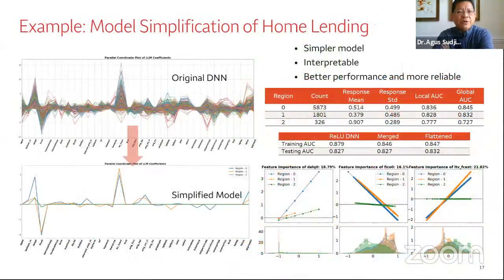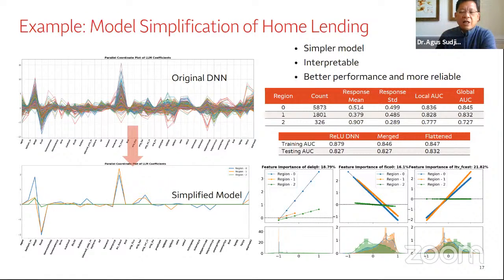I want to put a simple example here on real home lending data. So we took home lending data originated from 2004 to 2014, home loans. We took a sample and we ran it. And I plot the coefficients of the local linear models. At the bottom you show the variables, and you plot the local linear models coming out of the original DNN.